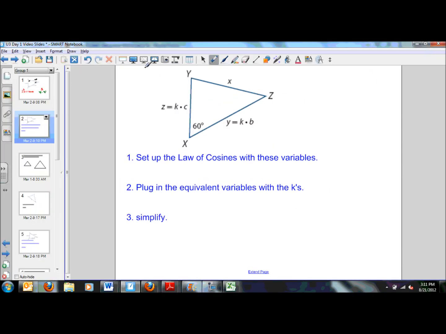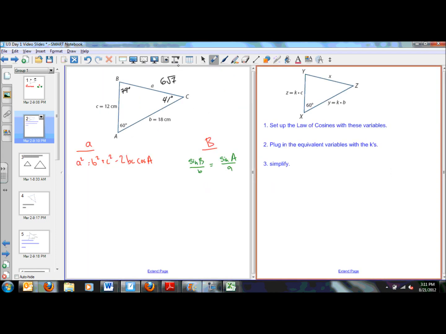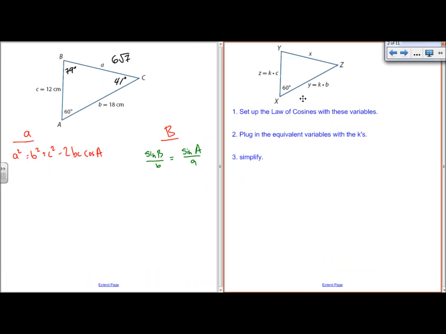And I'm going to try and walk you through this as best I can with these steps. I want you to set up the law of cosines with these variables. Instead of a, b, and c, x, y, and z. So just like we had a squared, it's going to be little x squared equals y squared plus z squared minus 2yz, and then the cosine of big X.